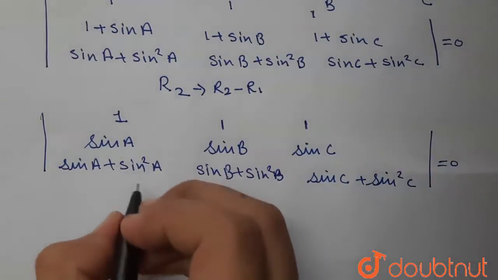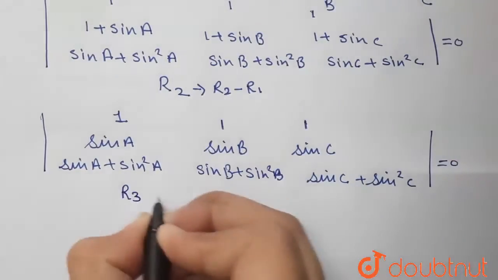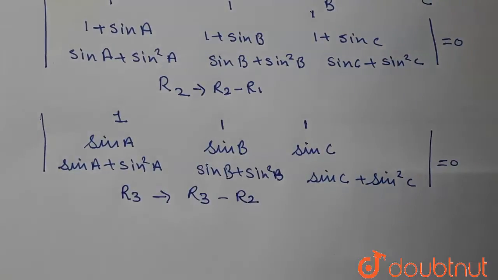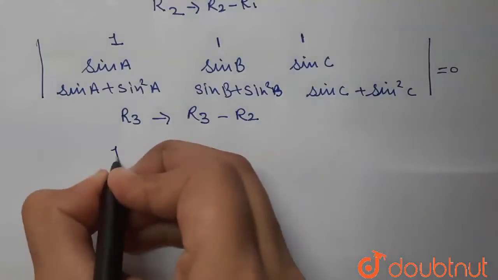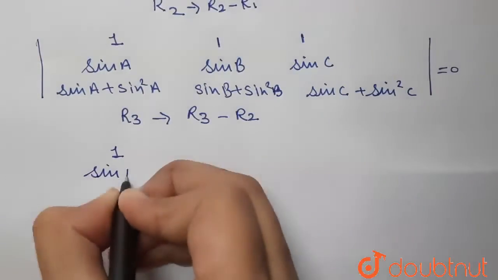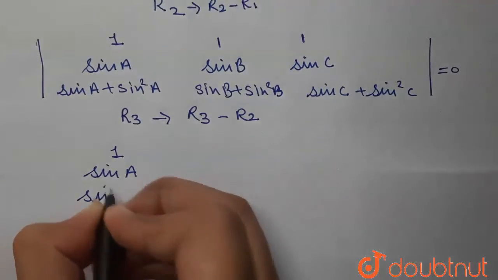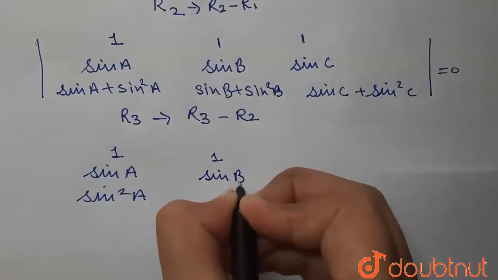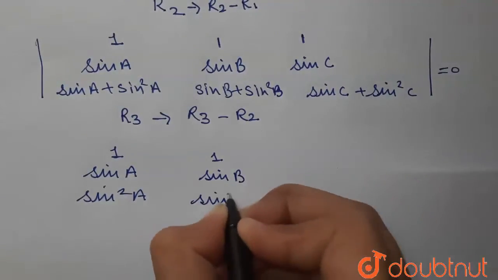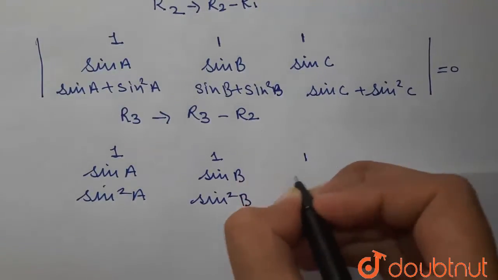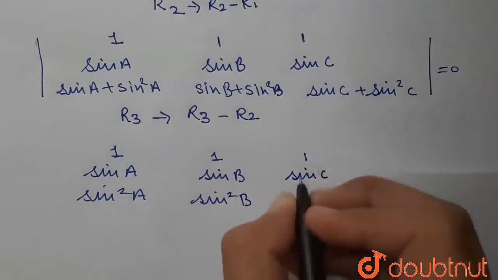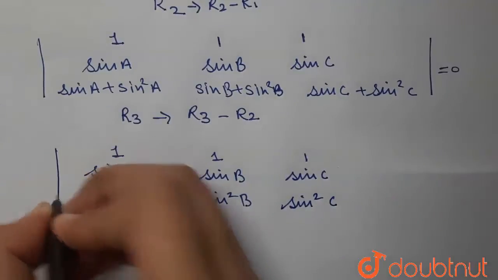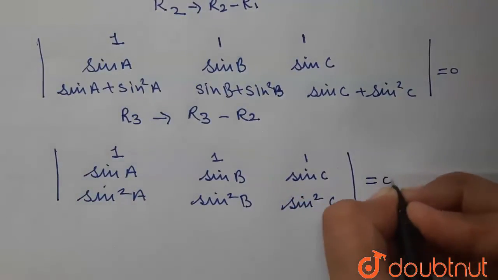Now we will do here in row 3. So R3 tends to R3 minus R2. Okay, so this will become: this is 1, this is sine A, this will become sine square A; this is 1, this is sine B, this will become sine square B; here 1, here sine C, and this will become sine square C. Its determinant will be equal to 0.